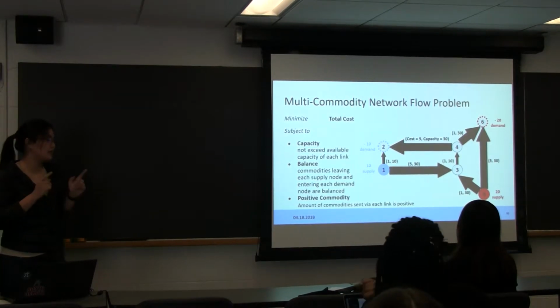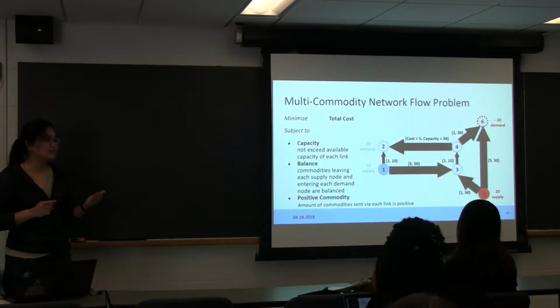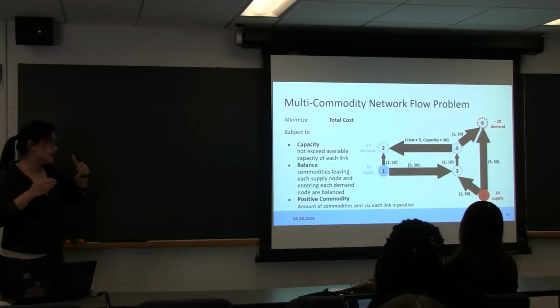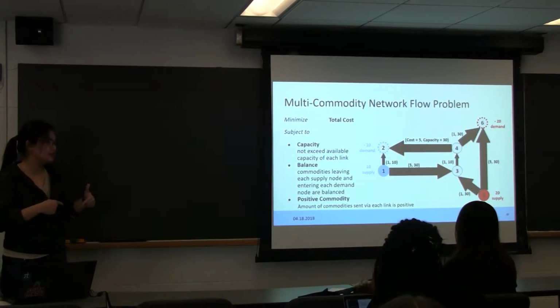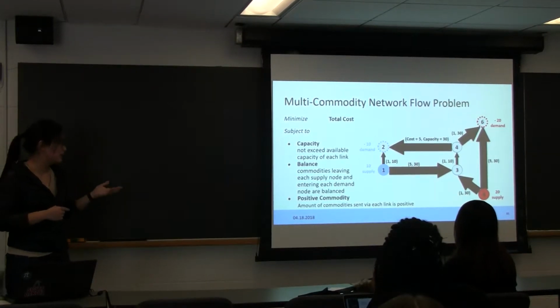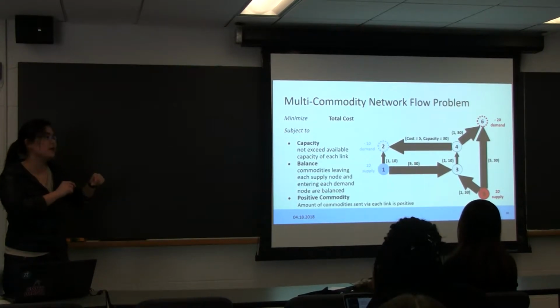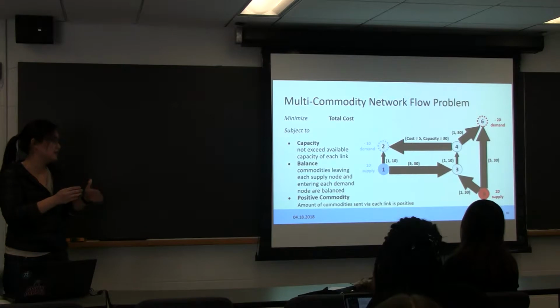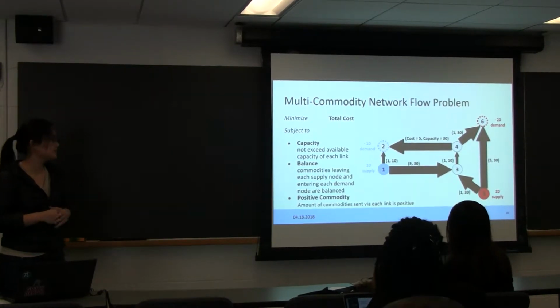It means that you cannot exceed the capacity of each link. And the next one is the balance. So the commodity leaving the supply node has to be balanced with the commodity entering the demand node. And the last one is you have to make sure that the commodity that travels through each link is positive, because if it becomes negative, then your solution will not be the correct one.